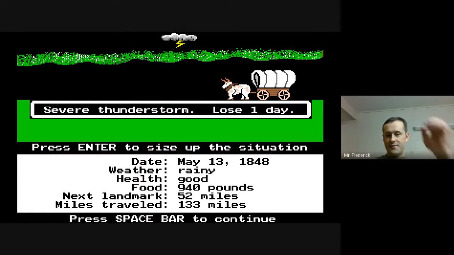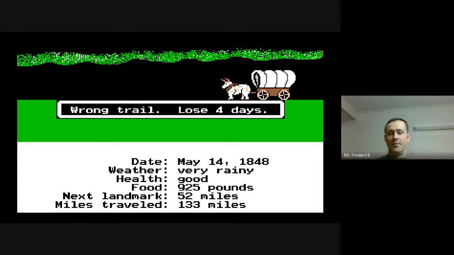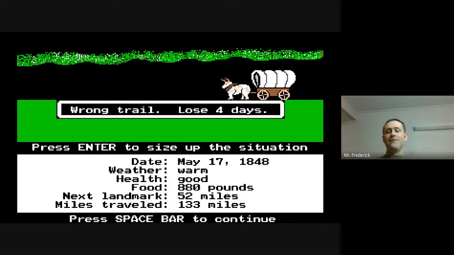Lost another day with a severe thunderstorm. We're down to rainy weather, though, so that's progress. We're going to continue on the trail. Oh, you got to be kidding me. I went on the wrong trail. I lost 4 days, and that translates into food that's lost and gets me closer to winter. And we all remember what happened to the Donner Party. Let's continue on.